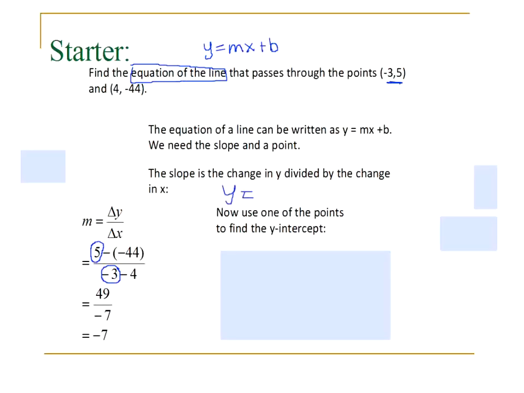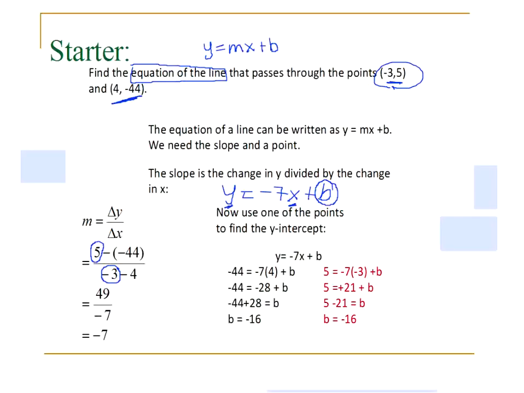Y equals -7x plus b. So I need to find this b value. And in order to find the b value, I'm going to need an x and a y. And of course we have a couple of those. We have an x and a y here, and the x and the y here. So it doesn't matter which one of those I choose, I'm going to get the same value.